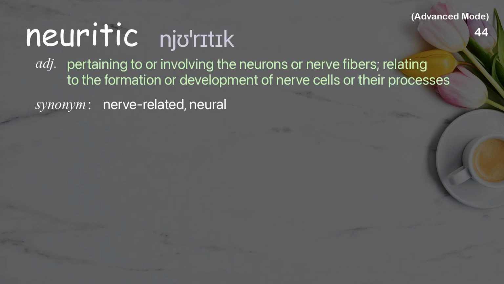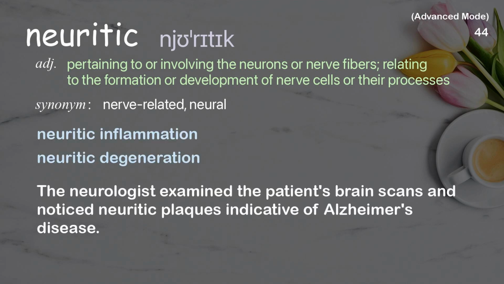Neuritic. Pertaining to or involving the neurons or nerve fibers, relating to the formation or development of nerve cells or their processes. Examples: Neuritic inflammation. Neuritic degeneration. The neurologist examined the patient's brain scans and noticed neuritic plaques indicative of Alzheimer's disease.